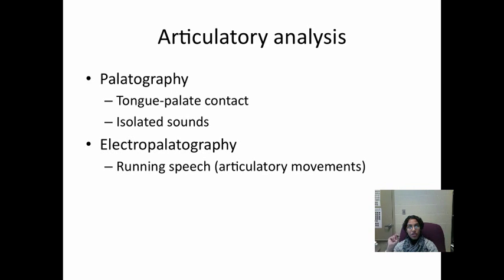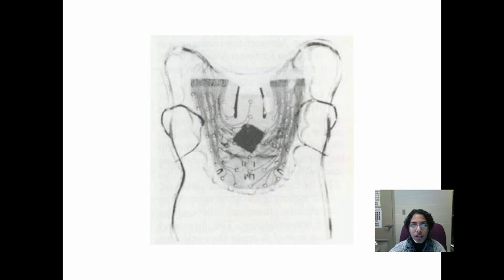to produce a certain speech sound, right? So there are two ways to understand articulatory analysis. One is palatography and the other is electropalatography. The difference between the two is that palatography is for isolated sounds, while electropalatography is actually for running speech. Now the difficulty, let me show you what a palatography looks like. This is an electropalatography that you see right there.